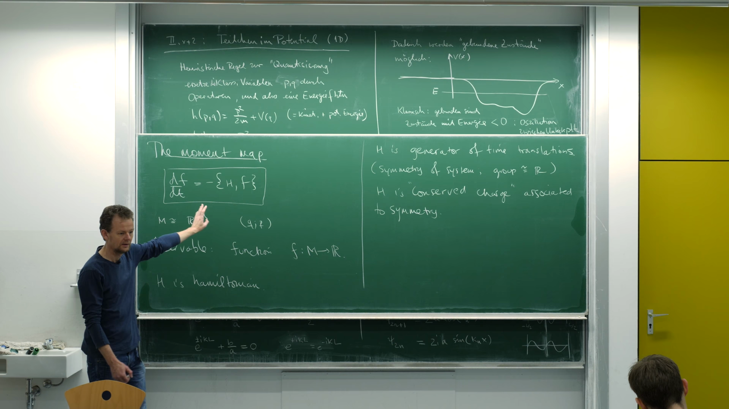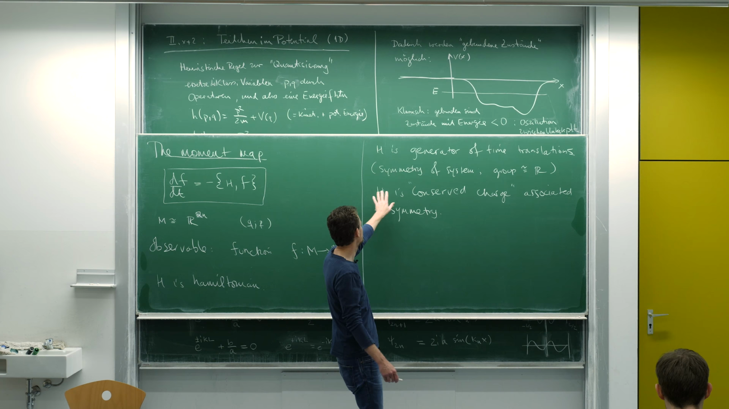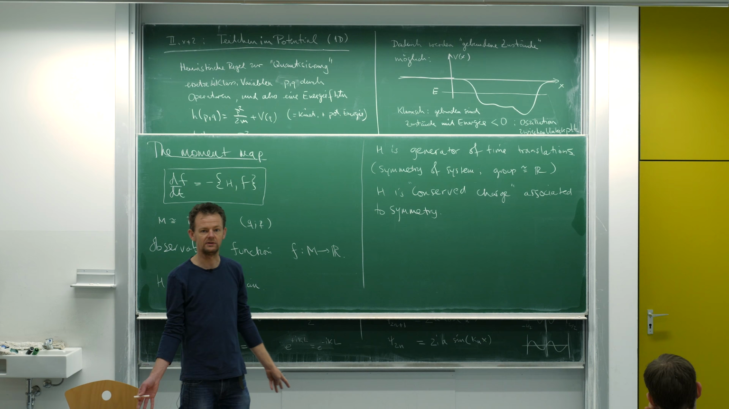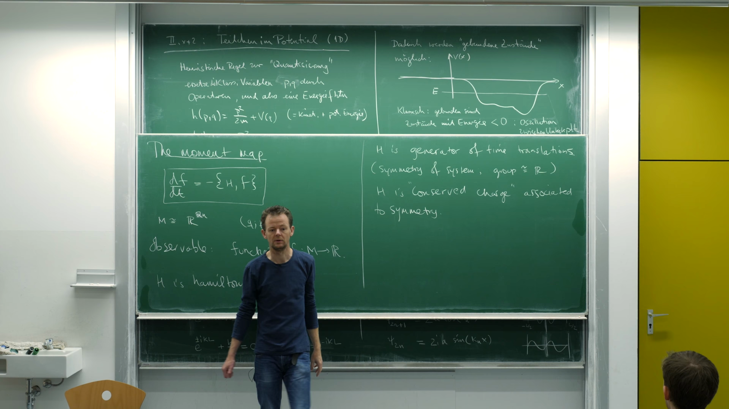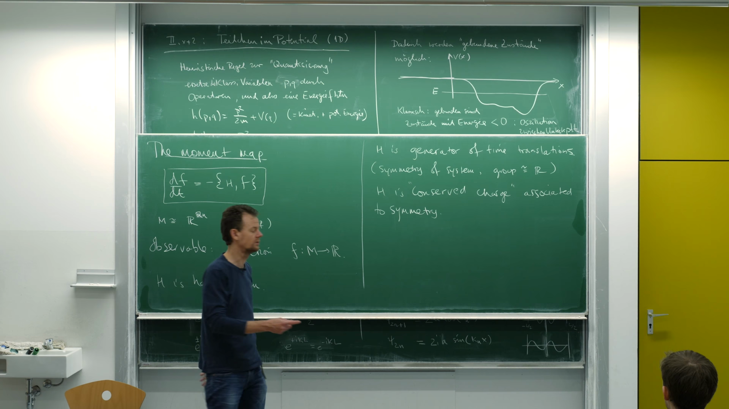So usually we implement these statements in the quantum world where we've promoted our observables F and H to operators. But of course, the origins of all these things is in this classical setting. So if you think about H and Hamiltonian dynamics really as just one generator of a continuous symmetry, then it's natural to think, well, what happens if I have a bigger symmetry group?